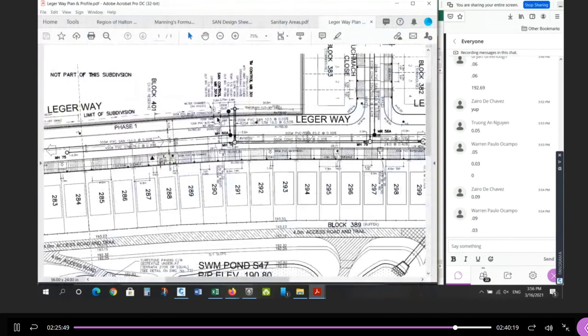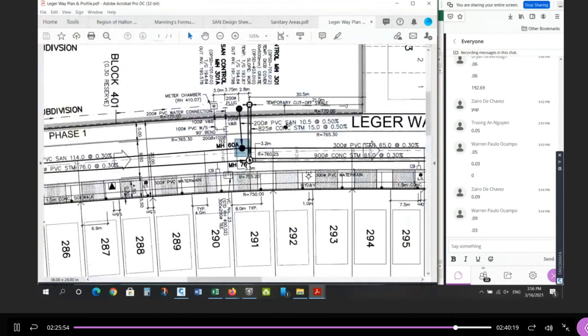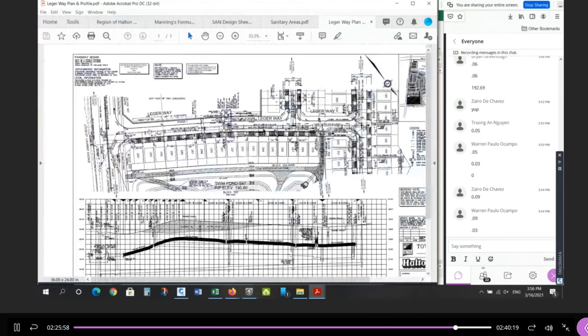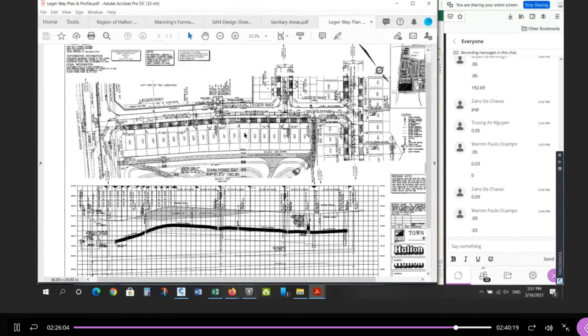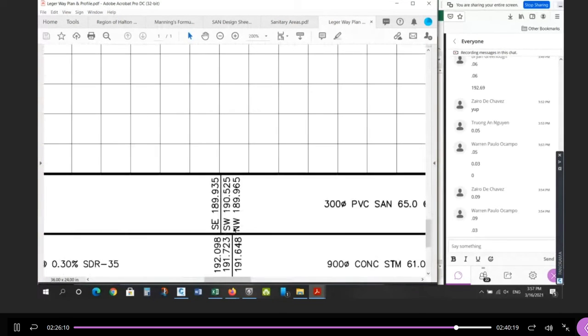So I'm looking at this maintenance hole 60. There's 3 inverts in that maintenance hole. If you look at the north arrow, I want the one that goes in this direction, which is southwest. So look at that maintenance hole for sanitary, which is this one here, 60. Sanitary here, right? I want the southwest invert, right?